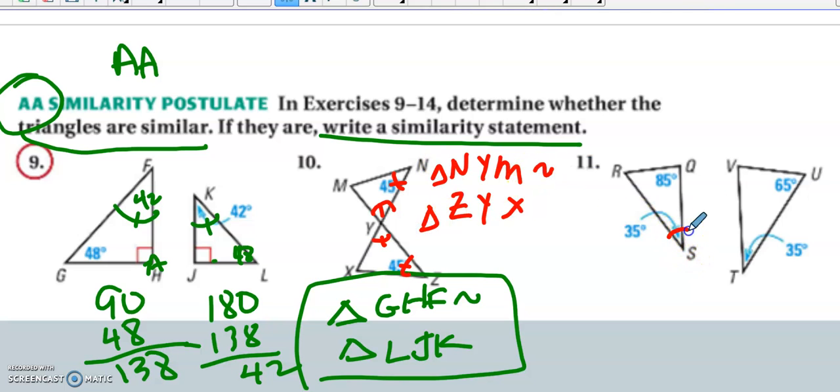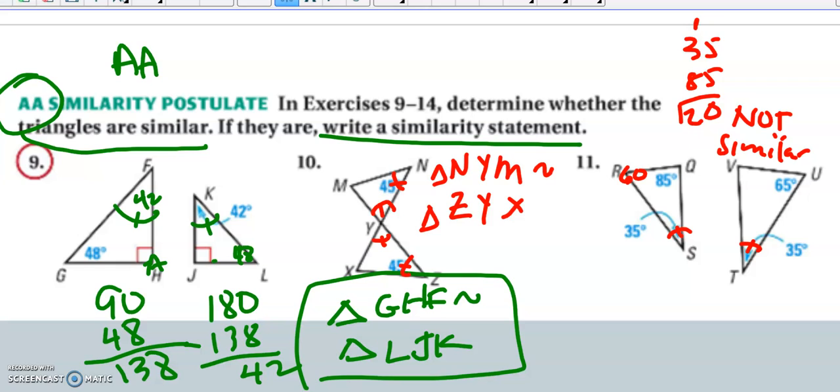This one, we have a 35 and a 35. The 85 and the 65 don't match, but let's just find that missing angle just in case. So we have a 35 and an 85. So that looks like 120. That looks like this angle must be 60. Doesn't look like they're matching up, so this one we're going to say not similar.